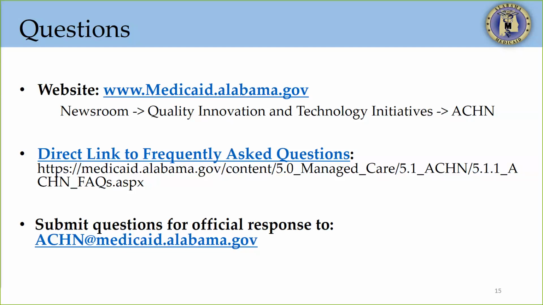Jerry, will referrals be needed for advanced imaging procedures? Yes, those will be needed, just as they are today. Most referrals, if you have to do them today, you will have to do them for the ACHN.